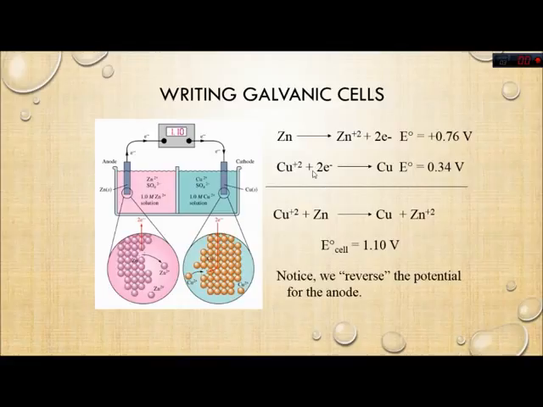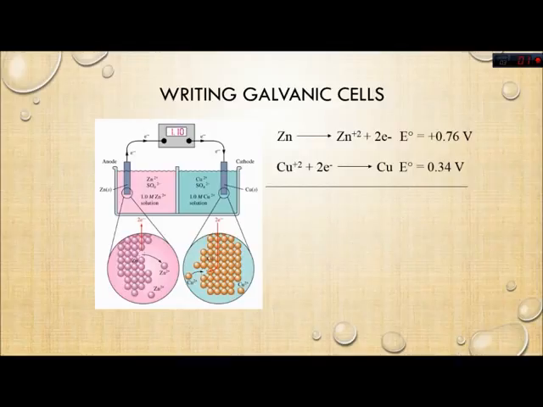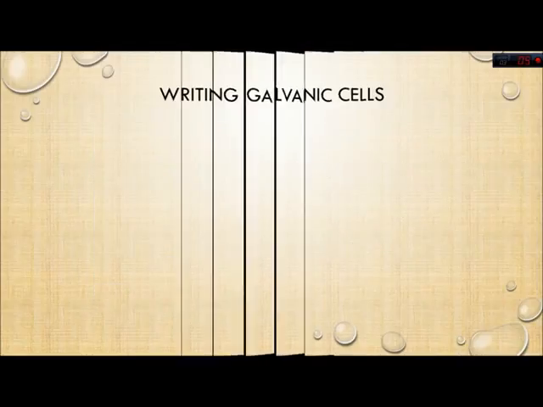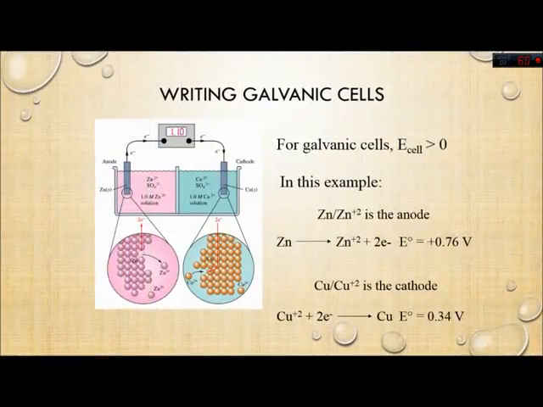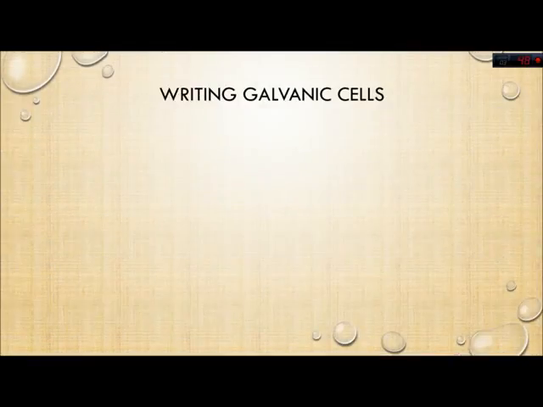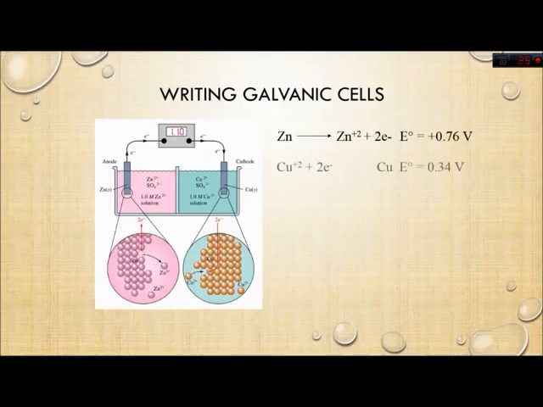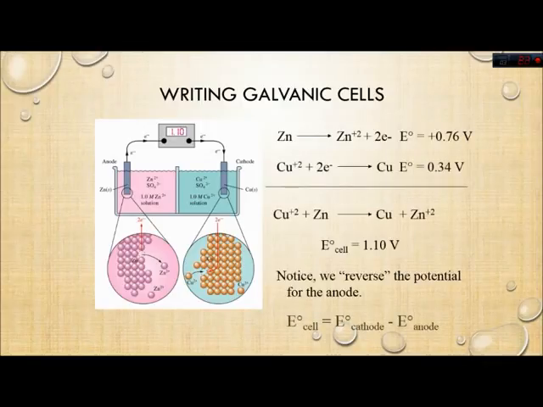Now have you marked these things? We have replaced this copper in a different way. We have reversed the potential for the anode. You can see before. So E cell is E net, that means E cell is equal to E cathode minus E anode.